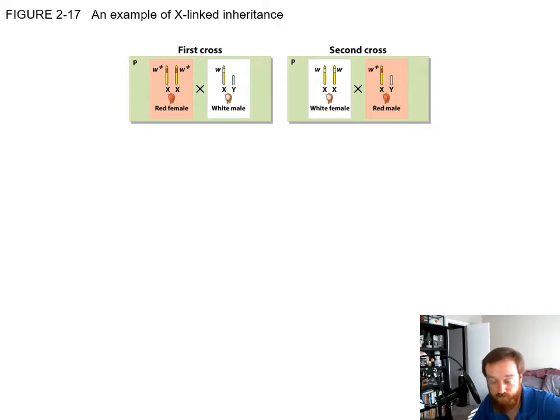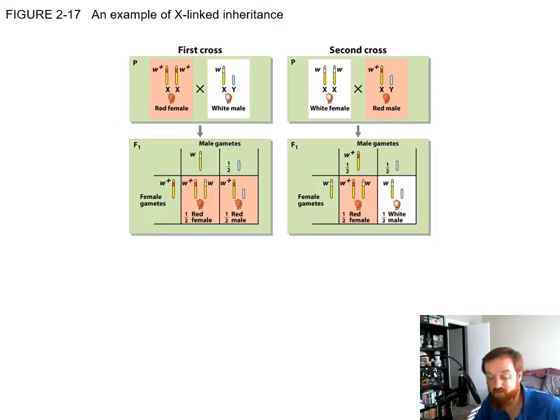In our first cross, we see that the eye color gene has 2 alleles. We have the red allele, which is W+, and the white allele, which is just W. And that's only on the X chromosome, so it's not on the Y chromosome. If we take a homozygote female, with 2 copies of the red allele, and cross it to a white male, and conversely, we do a second cross where we have a homozygote white female and cross it to a red male, we have different outcomes.